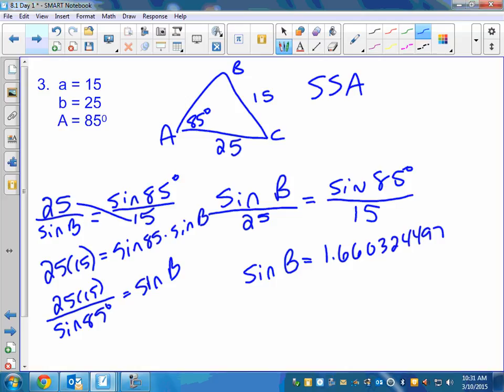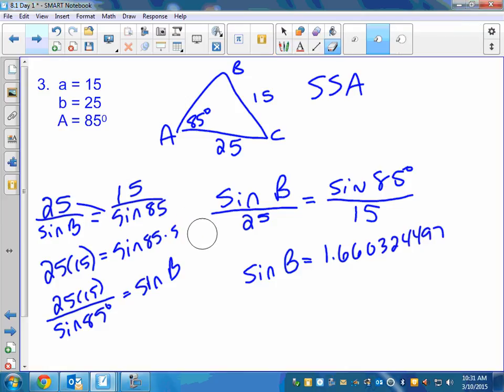I mean, I wrote like 15 over sine of 85 equals 25 over sine of B, and I got like 300 and something. Oh, look what I just did. You can't do this. I didn't do that. If we did this, then it would be this, right? Yeah. So, that's much better.